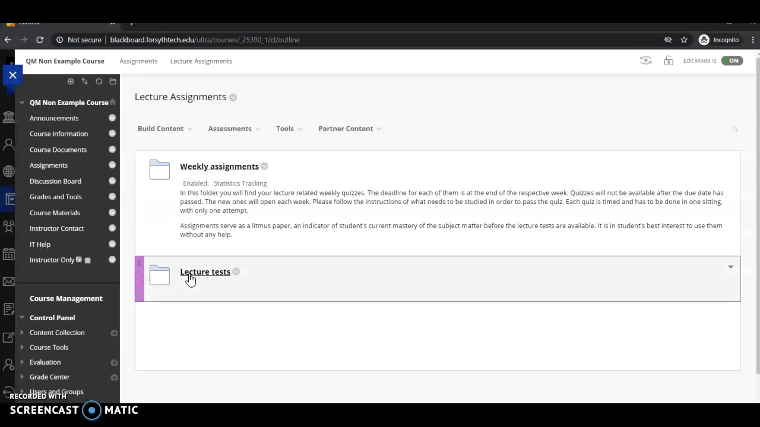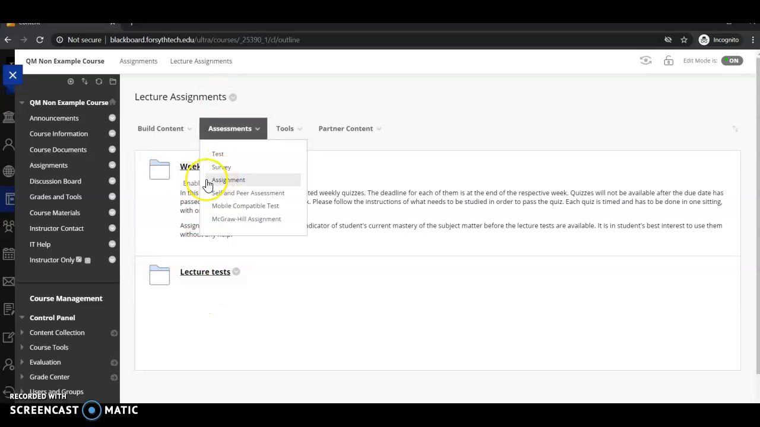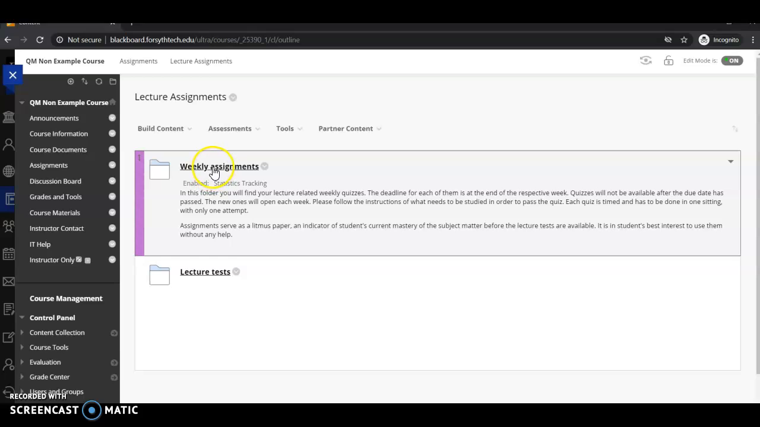When I click lecture assignments, I see that there's a test folder and then a weekly assignments folder, and there is some prompting here that this is essentially going to contain quizzes and things like that. But again, I'm not really sure as a student what the difference between taking the quiz or the test is.